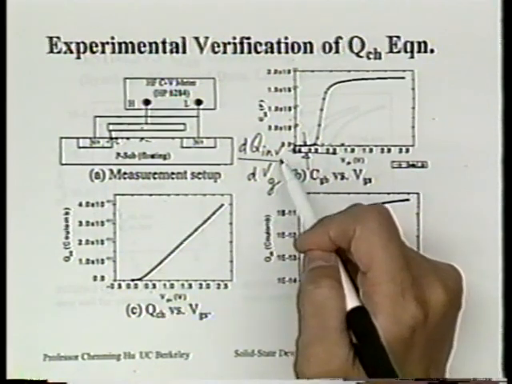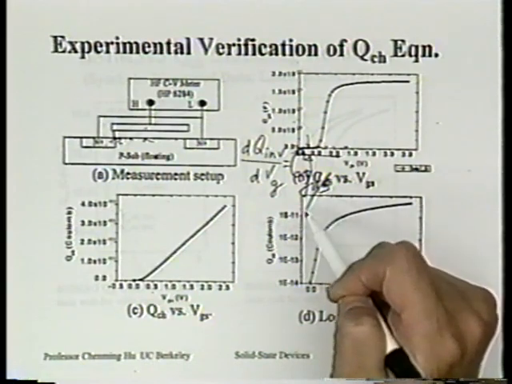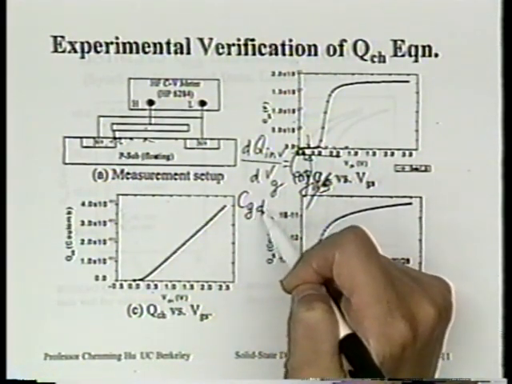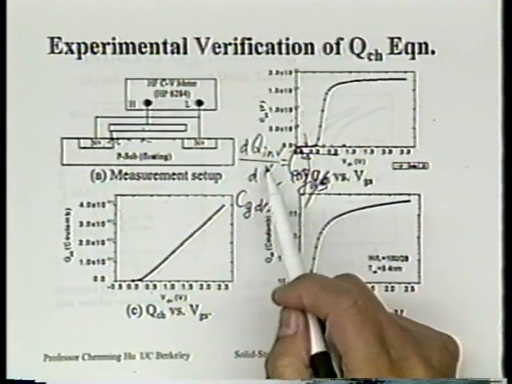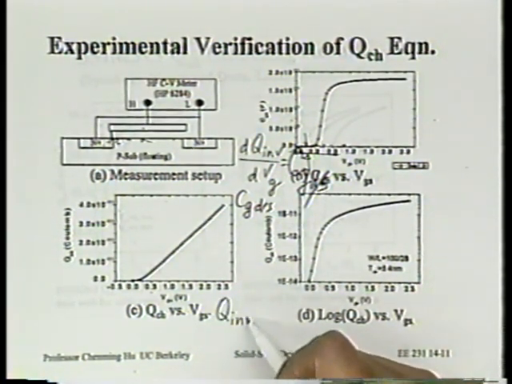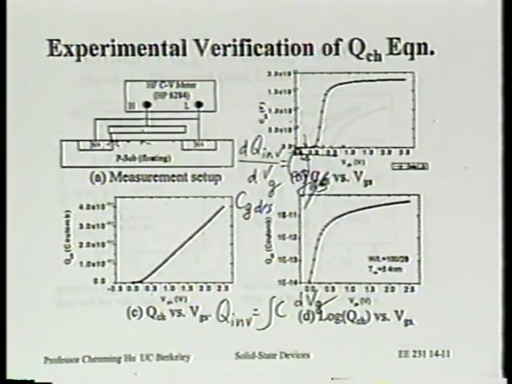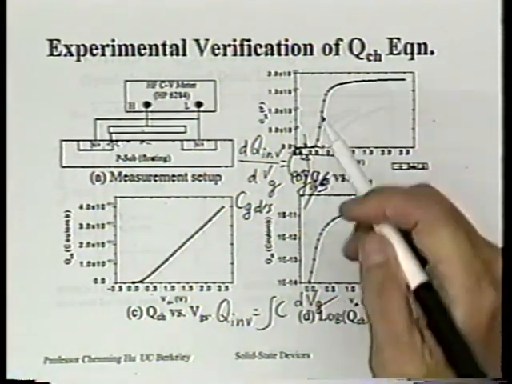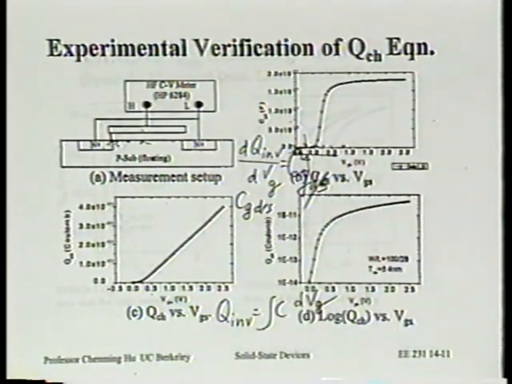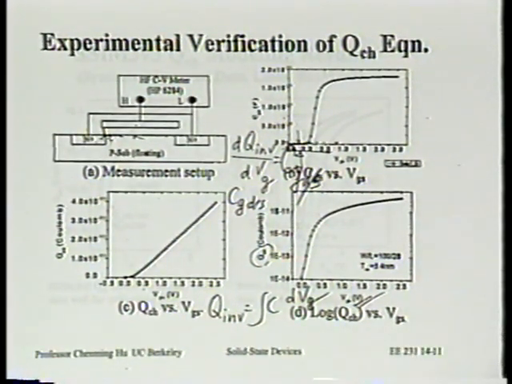Because this capacitance that we call CGD/S is equal to dQ inversion/dVG. Therefore, Q inversion is simply equal to this quantity integrated with respect to VG. So this integration will give us the charge. If you do that, you will be able to plot out Q inversion as a function of VG, without an assumption. This is just data.